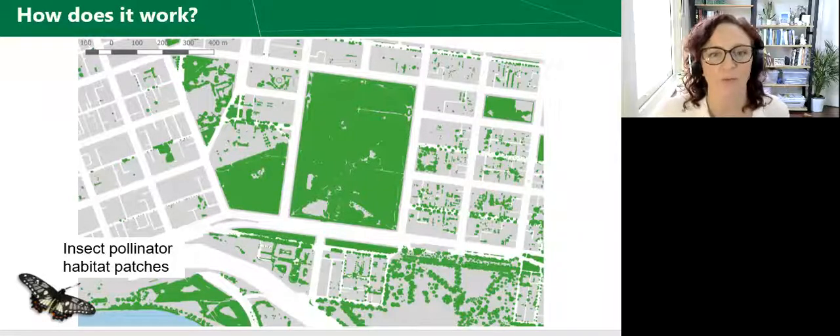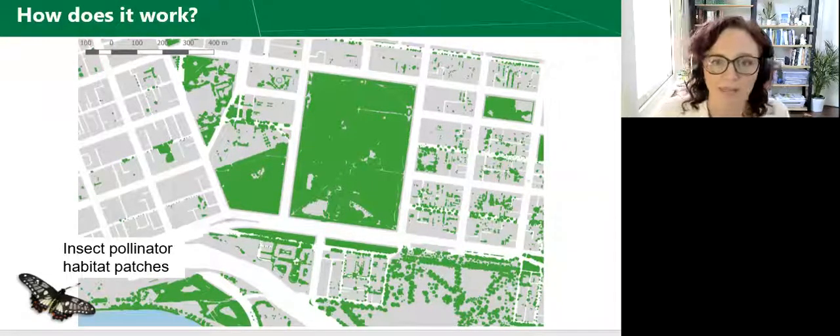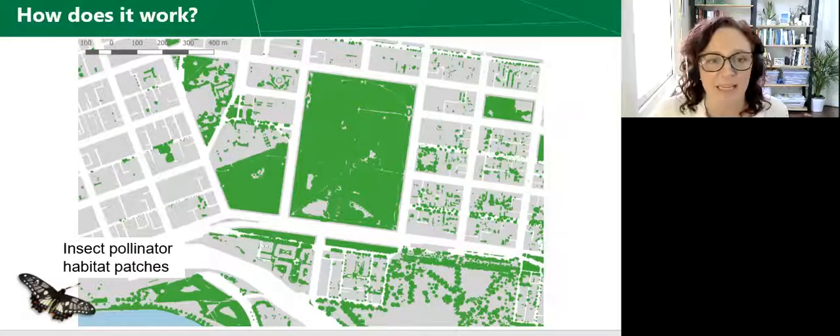So we start off by essentially mapping all of the available habitat in the landscape. So in this case, we were looking for insect pollinator habitat. So things like mid-story vegetation that flowers, low-story vegetation that flowers, and open green spaces that are easy for a butterfly to fly through. And so we mapped all of those potential patches of habitat across the city.